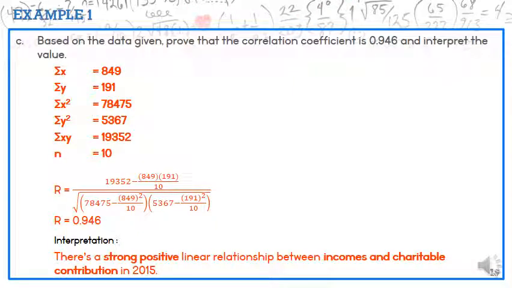Next question. Based on the data given, prove that the correlation coefficient is 0.946 and interpret the value. So, in this question, dia minta you prove the value of R equals 0.946. So, in case soalan tanya, first, you need to determine what is your x, what is your y. But since dalam soalan ini, tadi soalan B dia dah tanya, so x is your income, and y is your charitable contribution.